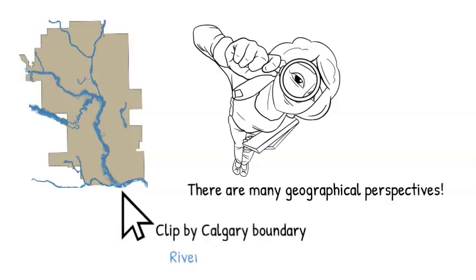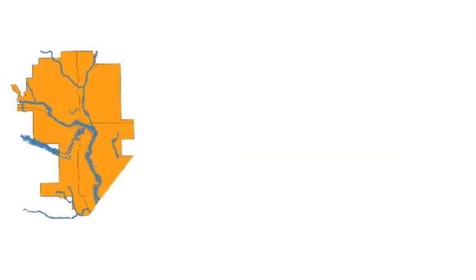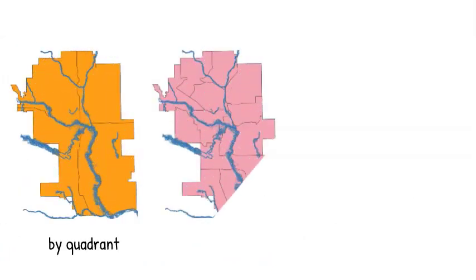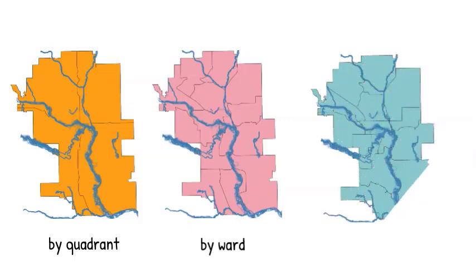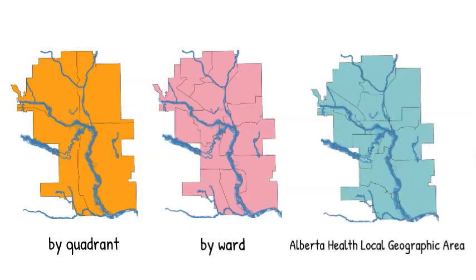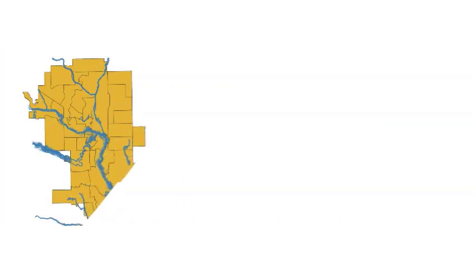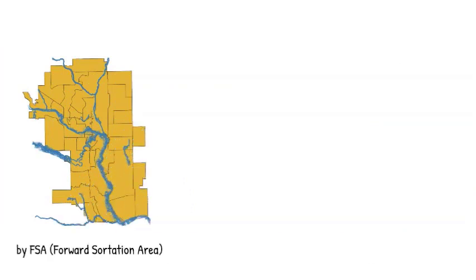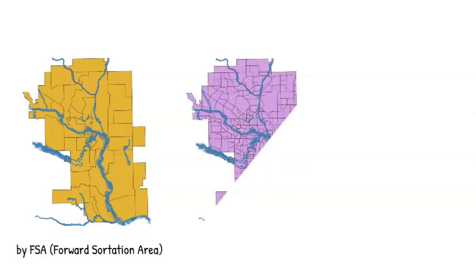For this datathon, we're only interested in looking for the Calgary area, and all data will be clipped to it. There are many ways that we can look at data within Calgary. There's by quadrant, by ward, Alberta Health Local Geographical Area. Notice that from left to right, we're getting more polygons or more detail to the right. And here we are increasing on detail with forward sortation area. The forward sortation area comes from Canada Post. It is the first 3 characters of your postal code.